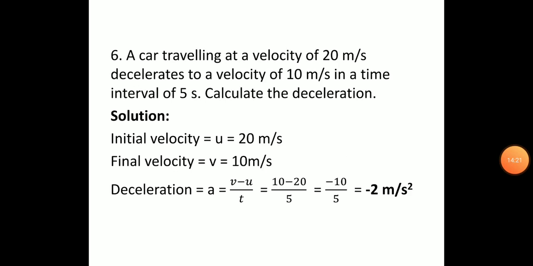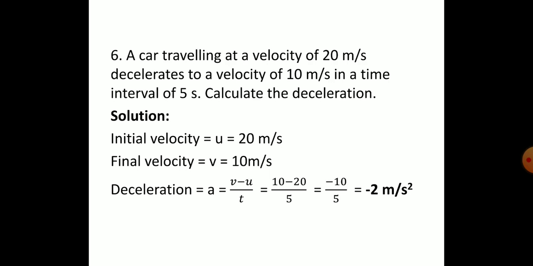Now we are moving to the sixth one. A car traveling at a velocity of 20 meter per second is decelerating, that is, it is slowing down from 20 meter per second to 10 meters per second. That is, if you want to stop at a place, you have to apply the brake. So now you are applying the brake, that means you are slowing down, and the interval they given is 5 seconds. You have to calculate the acceleration.